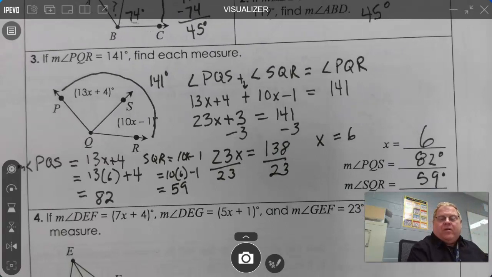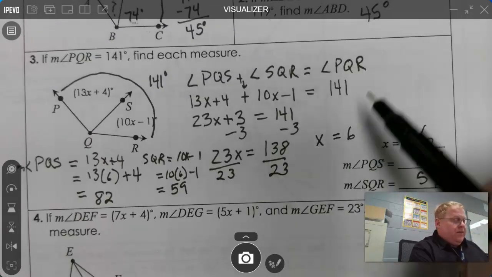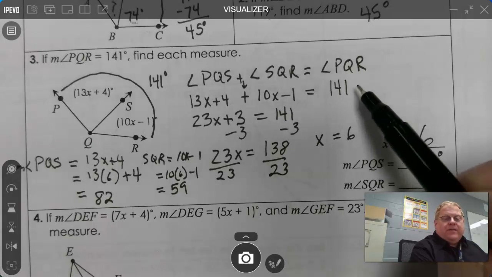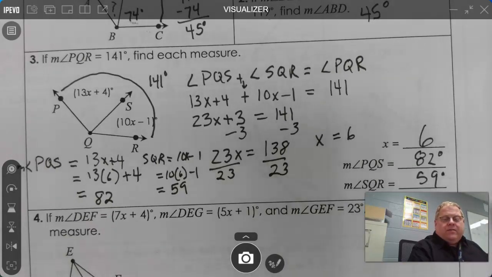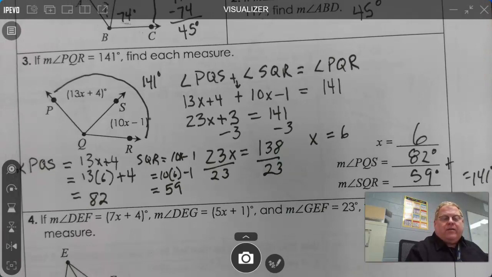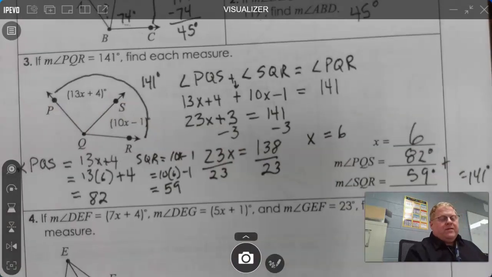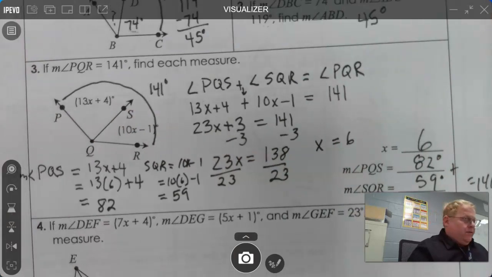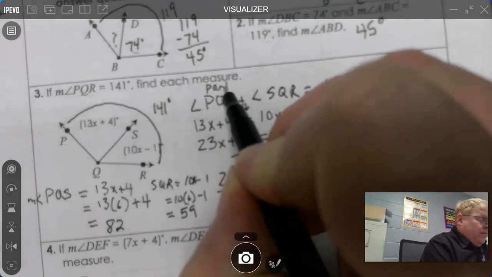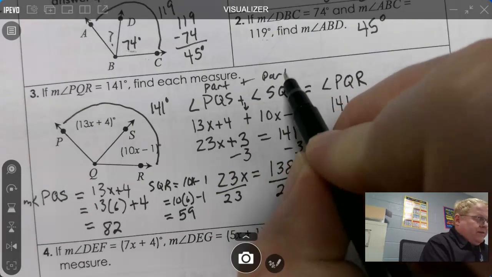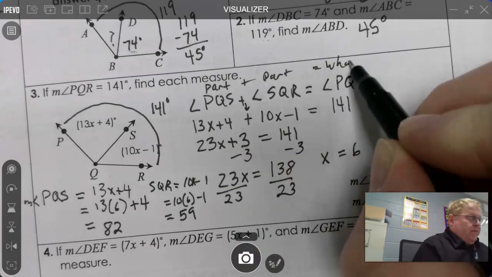Now, if you wanted to check your work, in this case I know that the biggest angle is 141. And these are the two little angles that make up that 141. So if I add these two together, I will get 141 degrees. So that's a check, if you have the ability to know what the total is for the big angle versus the two pieces. It's like part plus part equals whole. That's a part of the big angle, this is a part of the big angle, and this is the big angle. So part plus part equals whole.